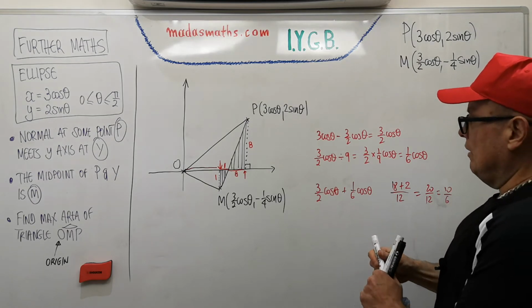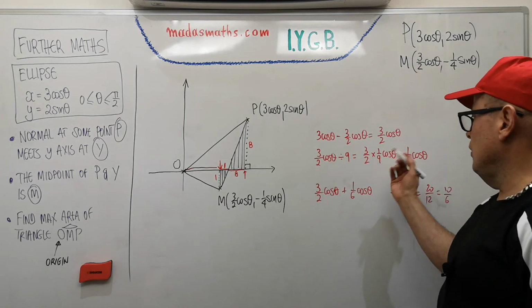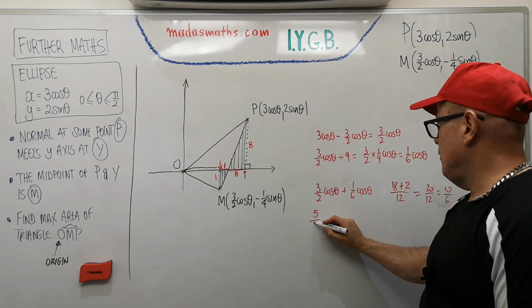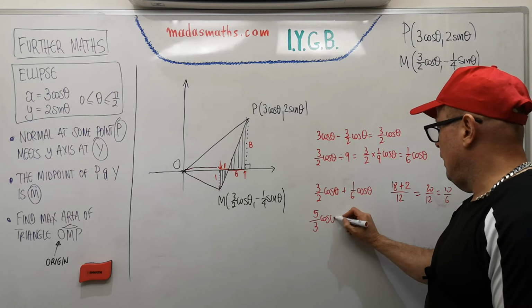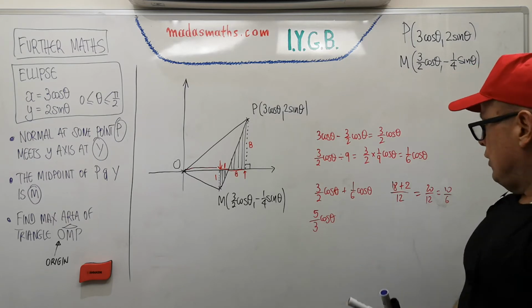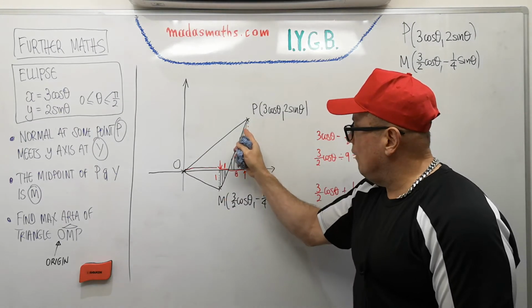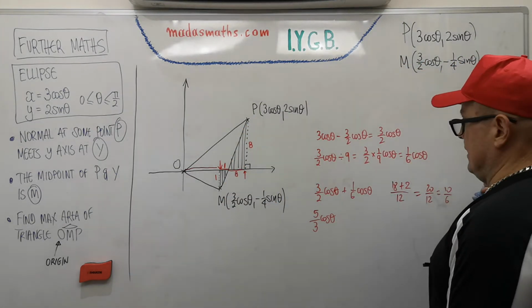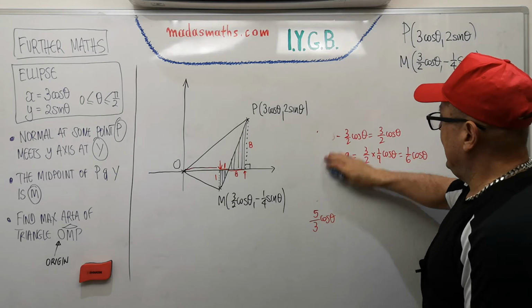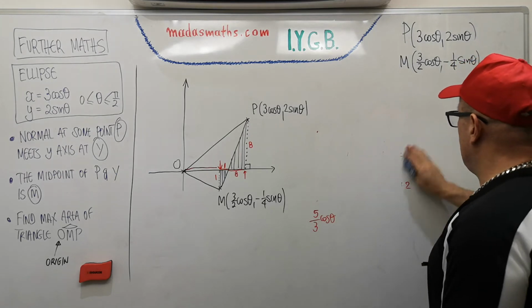And I do a lot of stupid things. Therefore, I found it is in fact, yes, you can use your calculator, I guess. It's 5 over 3. It's correctly my first feel for the number. It's 5 over 3 cos theta. So that is actually from O until the point where this line crosses my x-axis. And therefore, I can now work out the area of the required triangle.